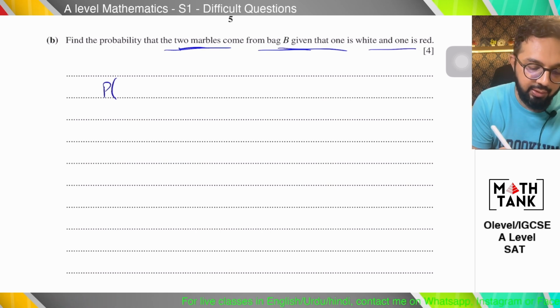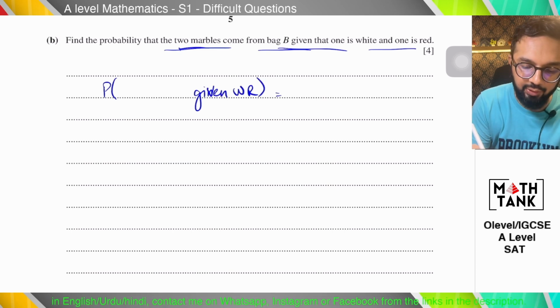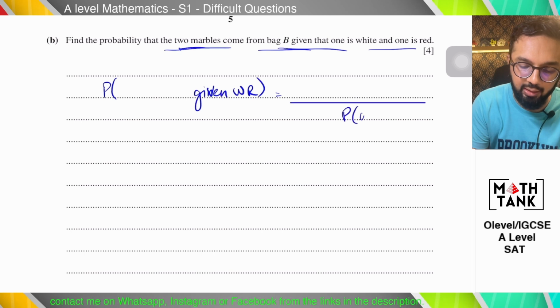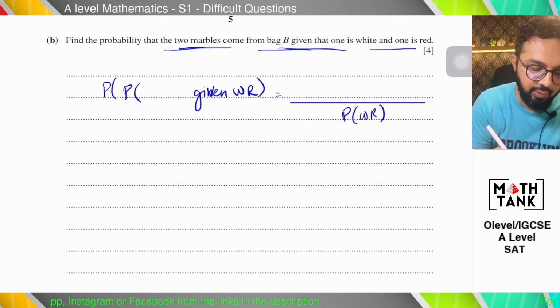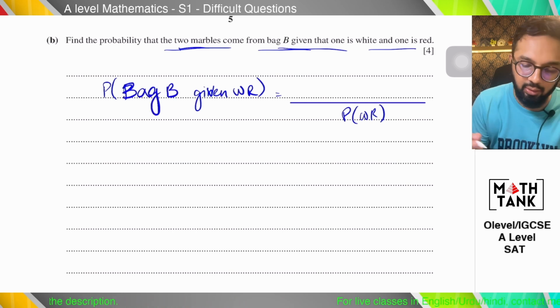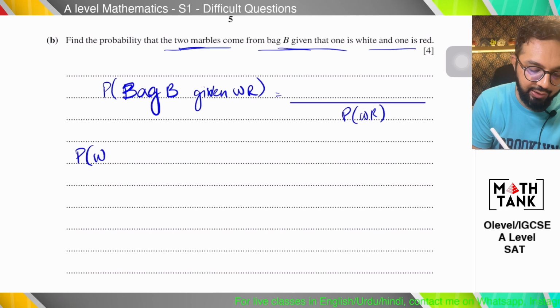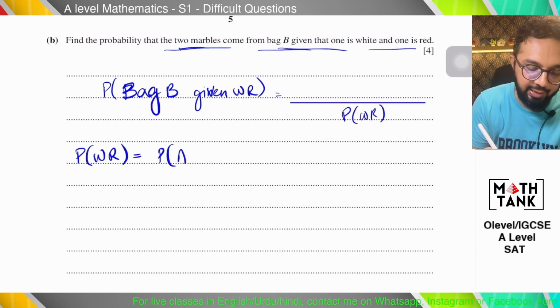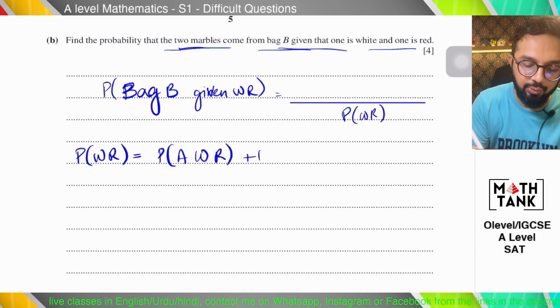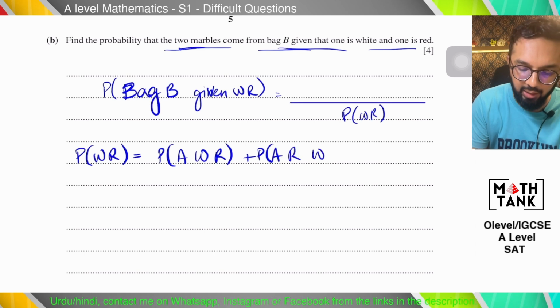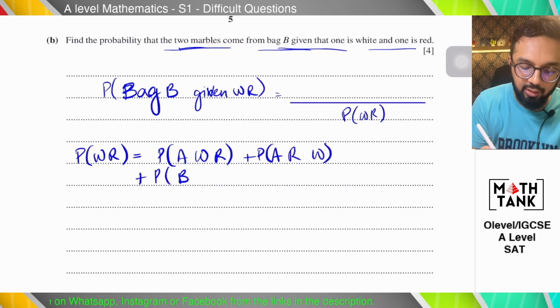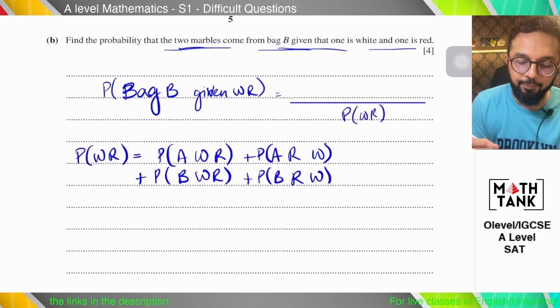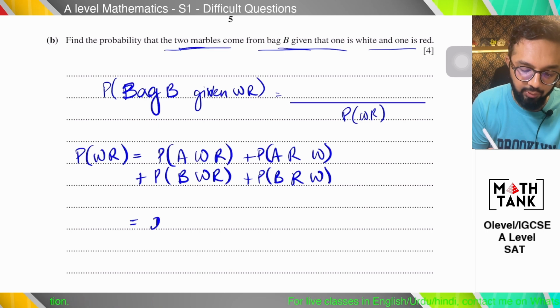Okay, so given white and red, I have a denominator that says probability of white and red, and I want probability of bag B. So let's first imagine probability of white and red. It would be probability of A, then white, then red, or probability of A, red, and then white, plus probability of B, white, and then red, and probability of B, red, and then white. Okay, so I could have 2 out of 6.